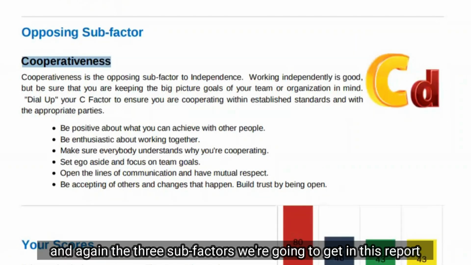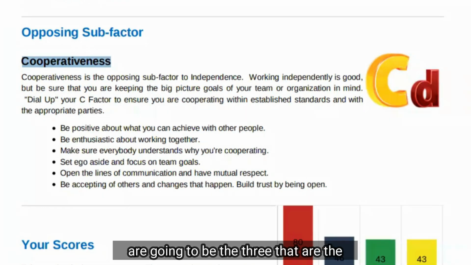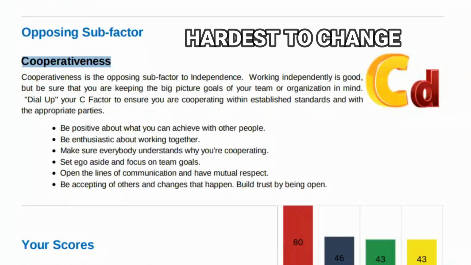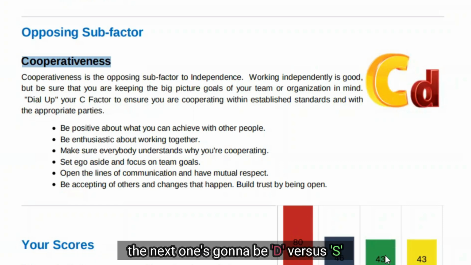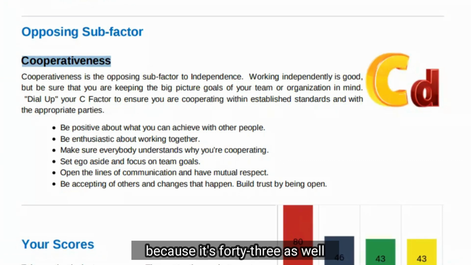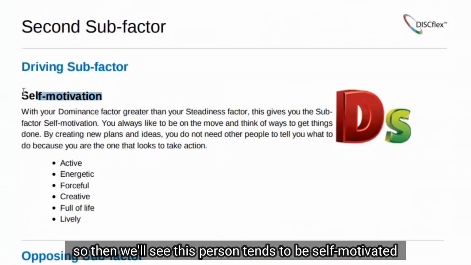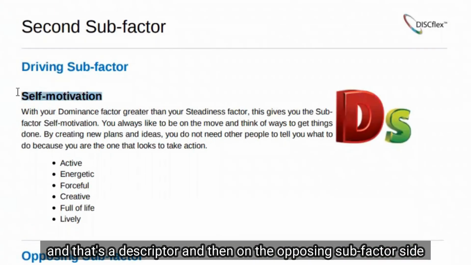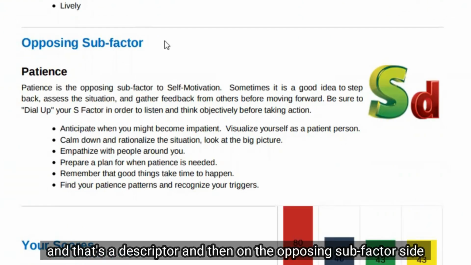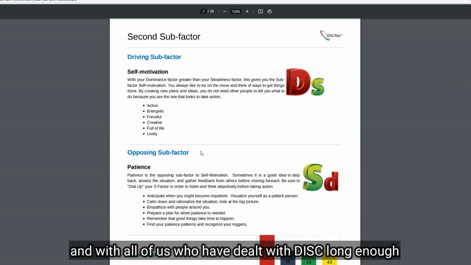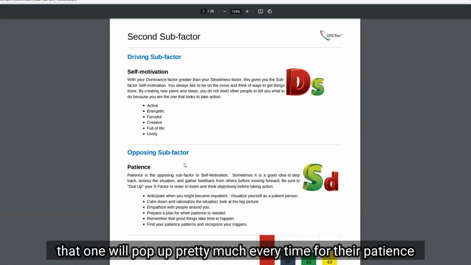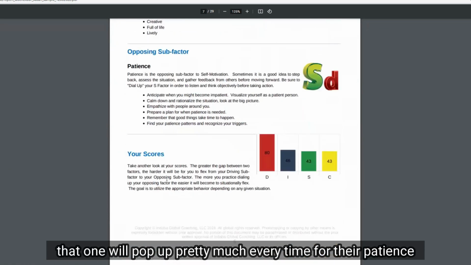And again, the 3 sub-factors we're going to get in this report are going to be the 3 that are the largest gaps or hardest to change for each person. So we're going to have D versus C. I can already tell you the next one's going to be D versus S because it's 43 as well. So then we'll see this person tends to be self-motivated, and that's a descriptor. And then on the opposing sub-factor side, something that we need to work on with Susan is patience. And with all of us who have dealt with DISC long enough, elevated dominance people, that one will pop up pretty much every time for their patience.